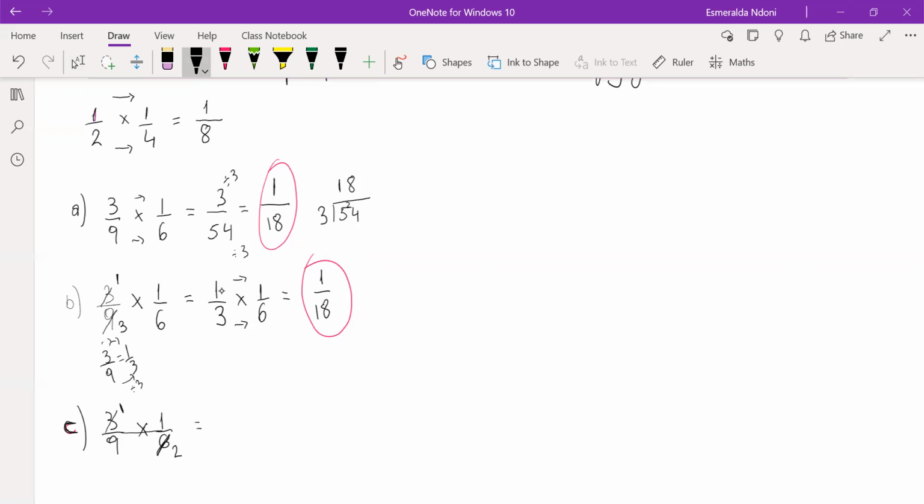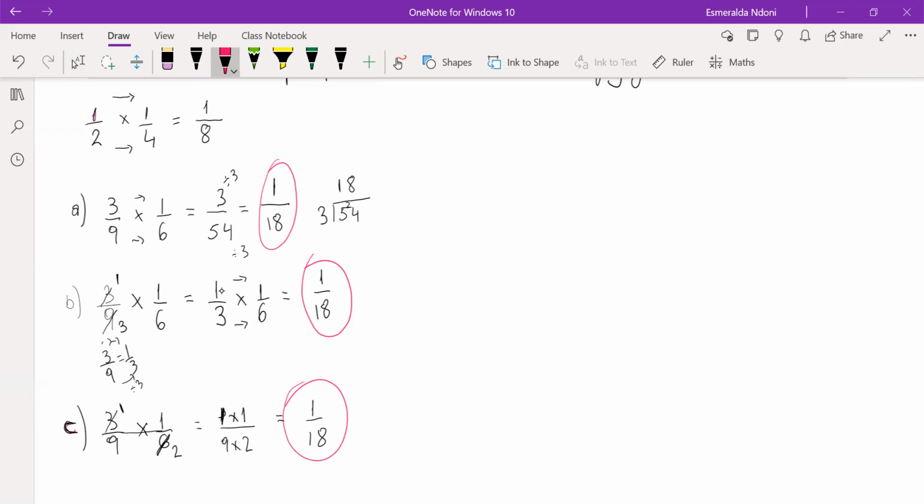So you're going to end up with 1 times 1 and 9 times 2. So this is the same as 1 out of 18. Same as on the 2 previous ones.